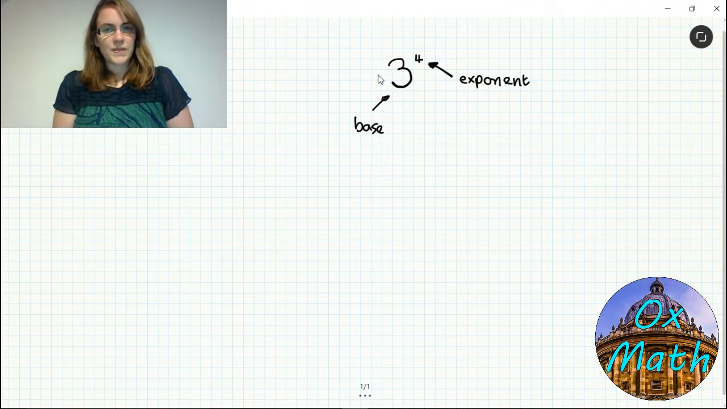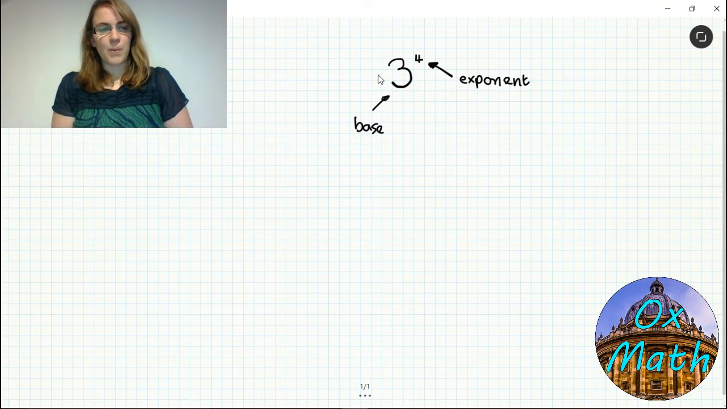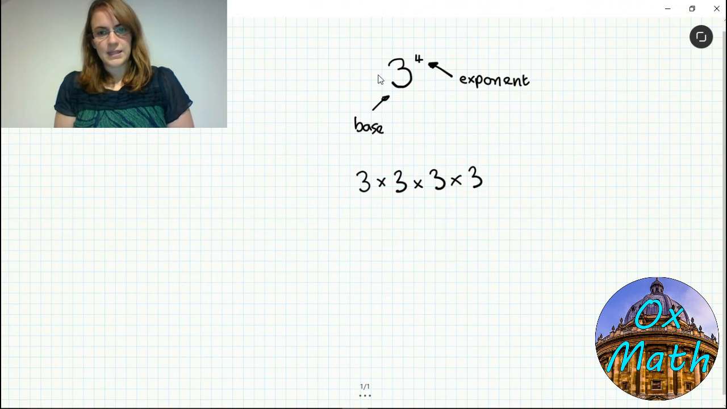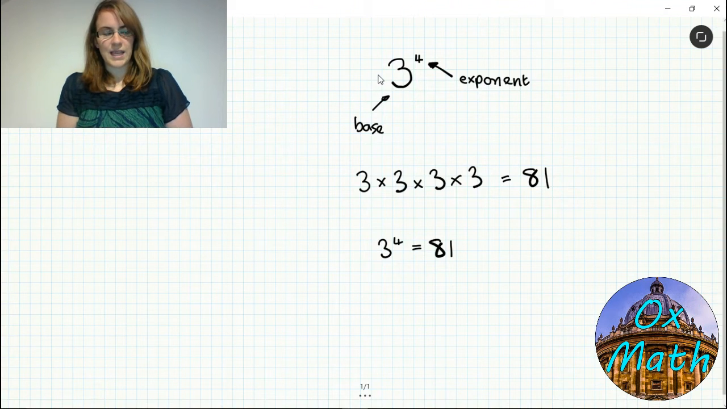So what this means is the 4, the power, simply tells us how many times we are using the base in a multiplication. So we are using this 3 4 times in a multiplication. So 4 3's all multiplied together. In this case, if you do the multiplication, you get the answer 81. So 3 to the power 4 is a succinct way of writing 81.